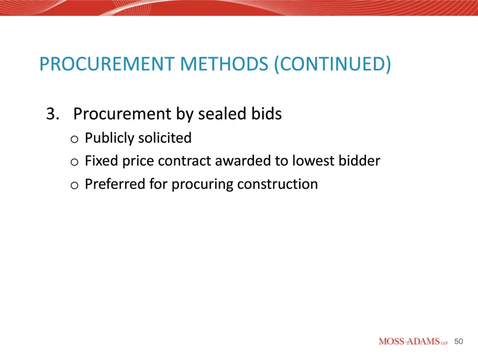For the third method, it relates to purchases over the simplified acquisition threshold, which is currently $150,000, as we mentioned. The more prescriptive methods of either sealed bids or competitive proposals apply. Sealed bids are publicly solicited with a fixed price contract awarded to the lowest bidder. This is generally preferred when procuring construction contracts.